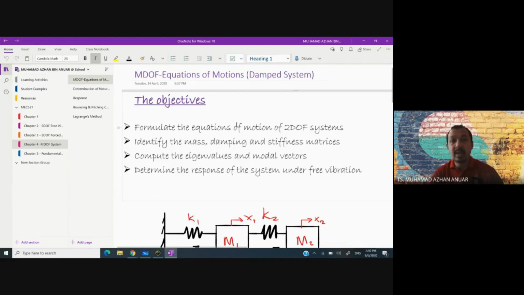All right, from there, we derive the eigenvalue and eigenvector, or normally we call them the natural frequency and the mode shape. All right, and then from there, we will determine the response of the system. And bear in mind, for this particular chapter, we are dealing with free vibration only. We are not talking about forced vibration for multiple degree of freedom systems. That is in the other courses, for advanced vibration. Okay, so that is the idea behind it.